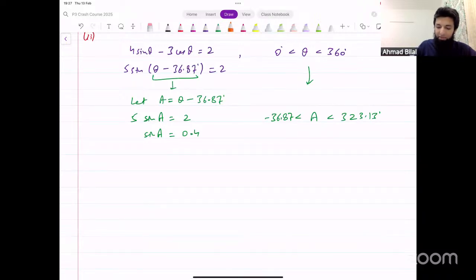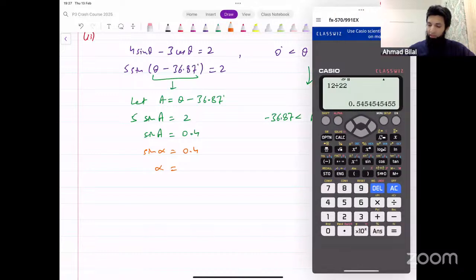Now we find the basic angle. Sine alpha equals 0.4. What's the basic angle that we get from this? Sine inverse of 0.4 in degrees.